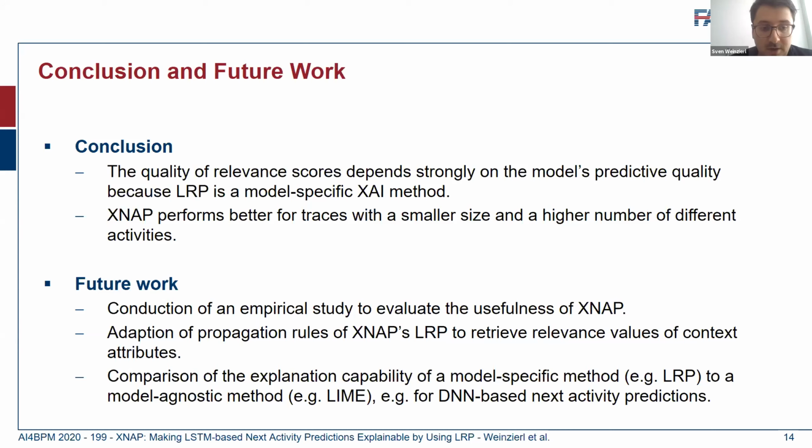Finally, future work. We plan to conduct an empirical study to evaluate the usefulness of XNAP, but also an adoption of the propagation rules of XNAP's LRP to retrieve also the values of context attributes. The idea behind that is we believe that context has a different influence over time. So with the relevance scores, we are able to better understand the context evolution over time.